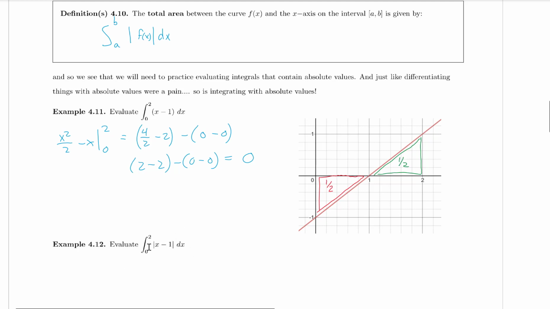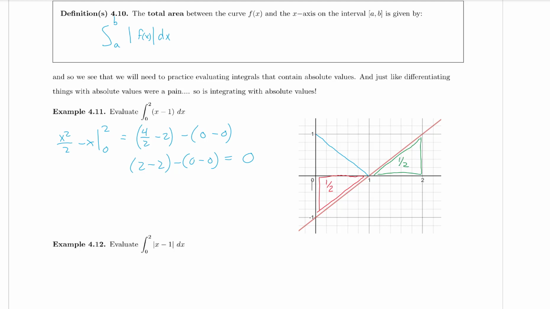We're going to find the integral from 0 to 2 of the absolute value of x minus 1. Now I can draw that in here on the graph. That absolute value is going to flip this part of the function from 0 to 1 over the x-axis, so we have a positive area of 1/2 here. And then 1/2 plus 1/2 is 1.